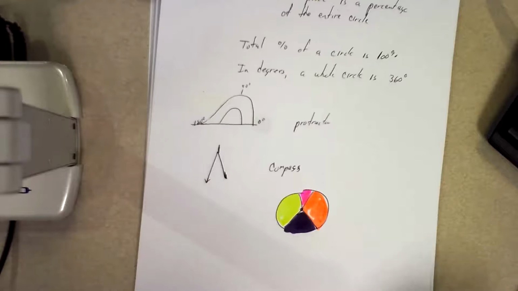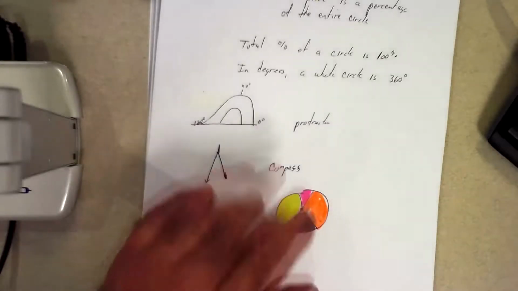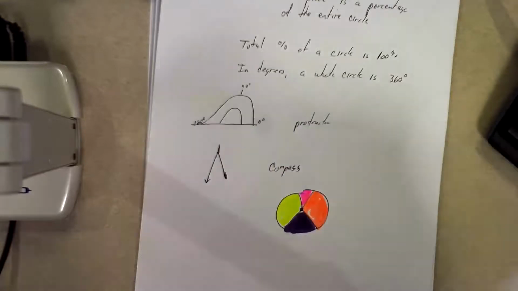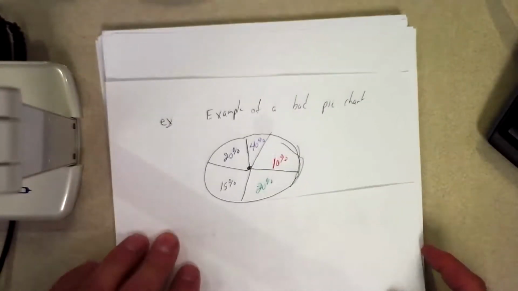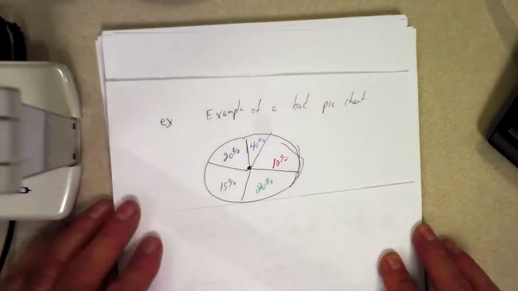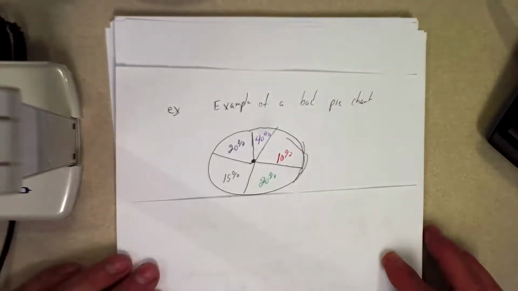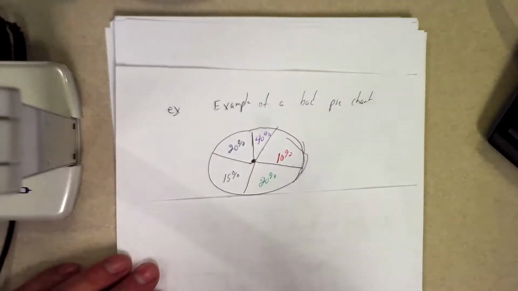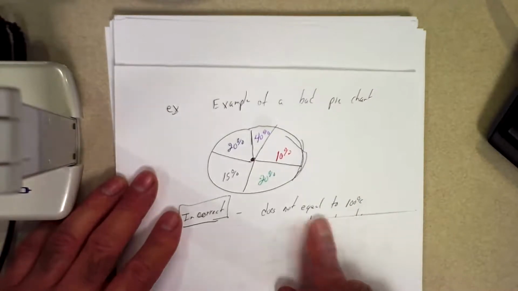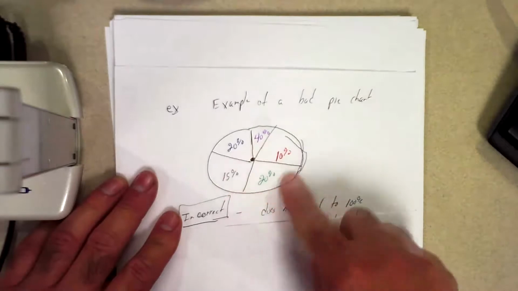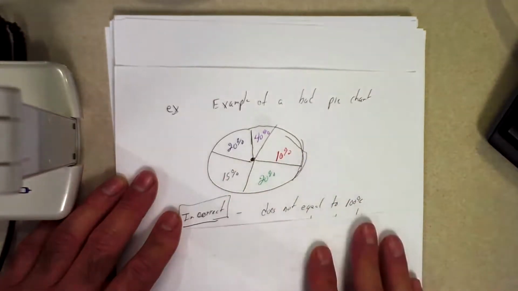All right, let's do one. I gave students an example and asked them, what's wrong with this picture? So let me give you a picture, and you tell me what is wrong with my example. Here's an example of a bad pie chart. What's wrong with it? A whole bunch of issues. For one, it does not equal 100. If you add up all the pieces, I think it goes over 100. So that's one issue.